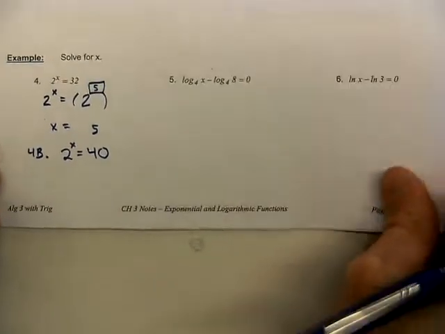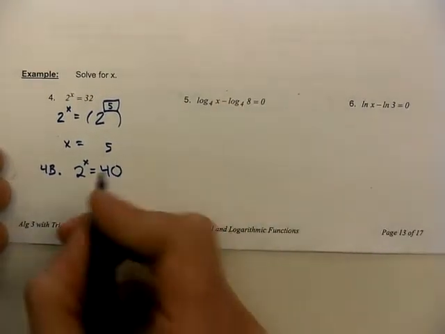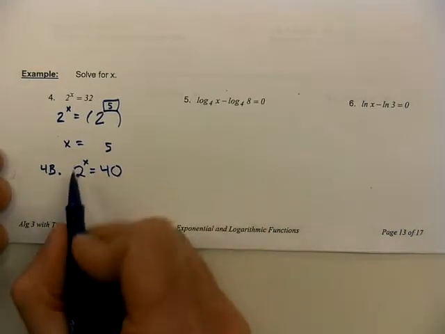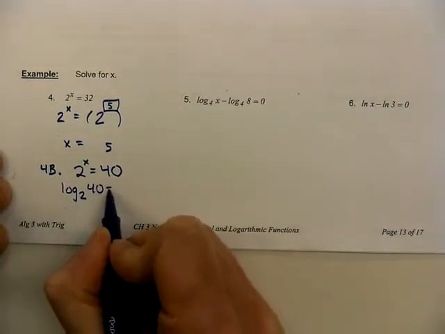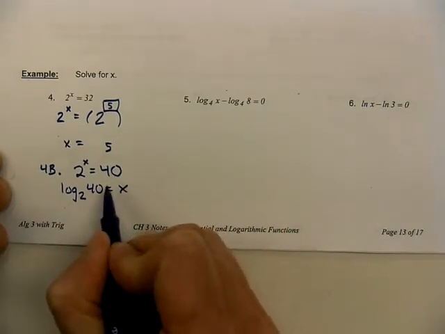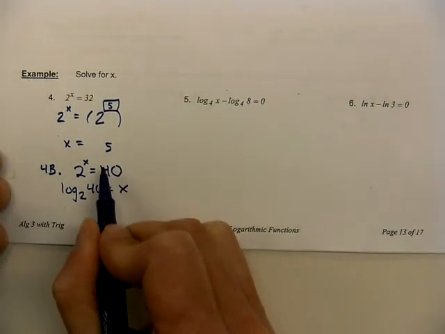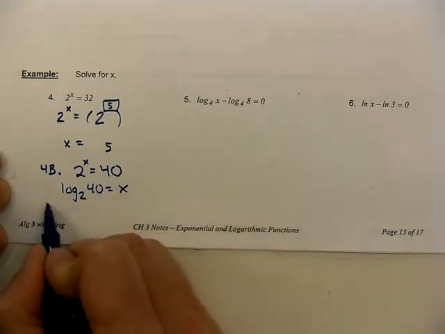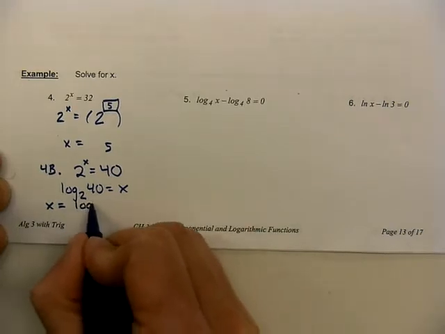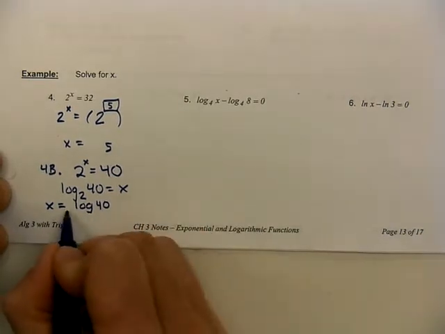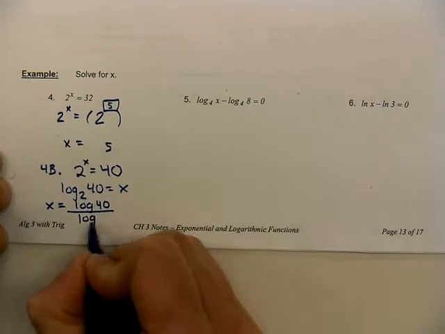Okay, so let's rewrite this as a logarithm. 2 to the power of x equals 40 means it will be log base 2 of 40 equals x. And look at that. We've isolated the variable just by converting formats. If you like, you could put x here. And now, how do we find the value of log base 2 of 40? This is our change of base formula. Log of 40 divided by log of 2.